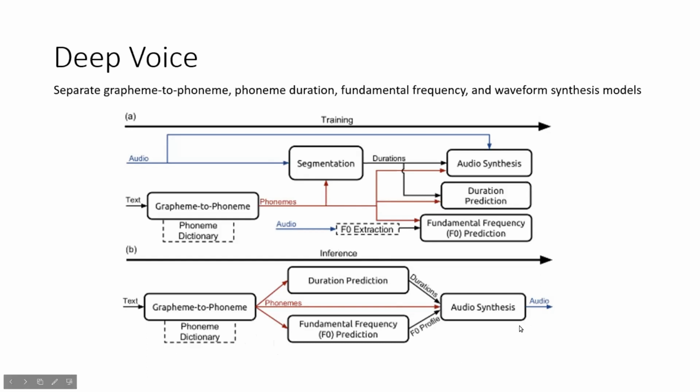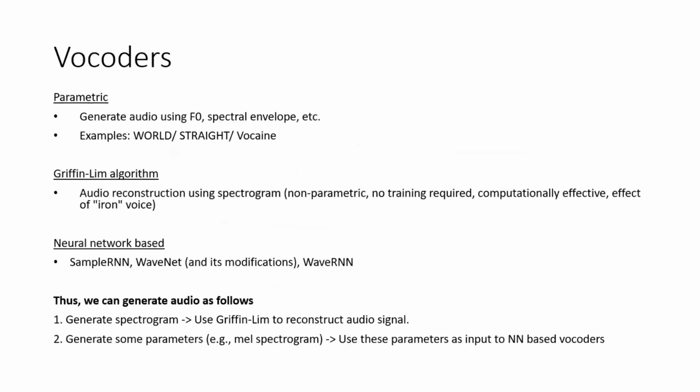So how is this audio synthesis performed? Actually, this is a part that is done by so-called vocoders. Vocoders generate an audio signal. They can be divided into three groups. Parametric vocoders take as input some parameters, like fundamental frequency or some spectral statistics, and generate audio. And here I listed well-known parametric vocoders.